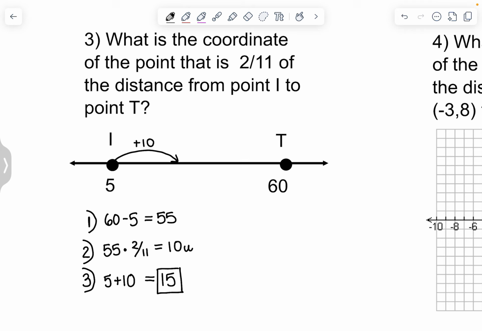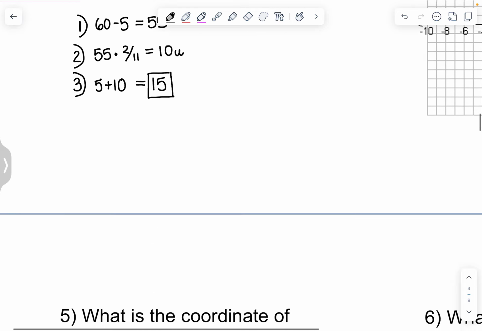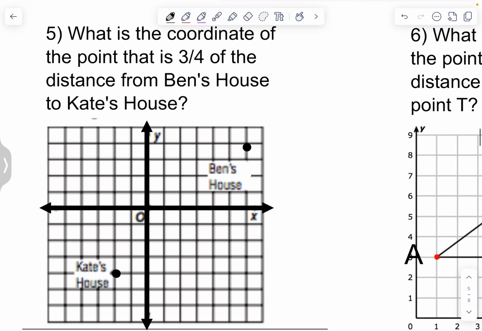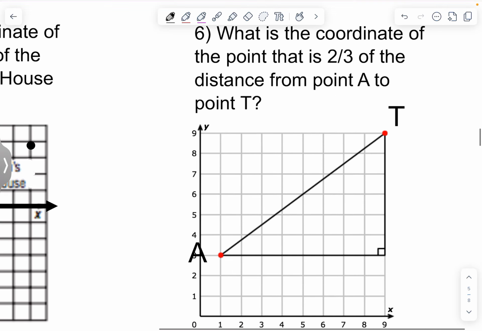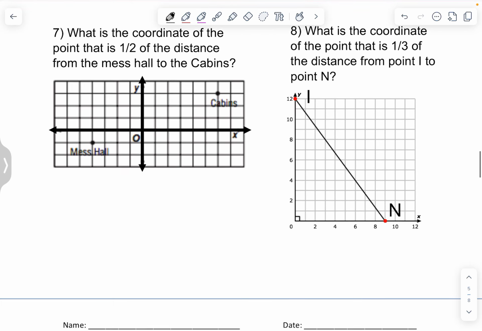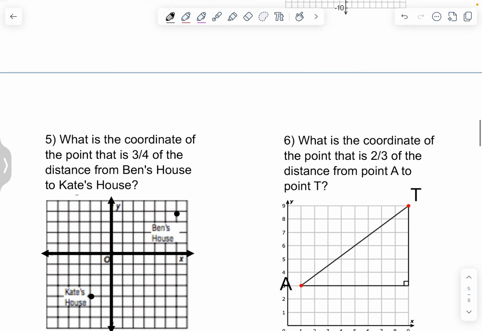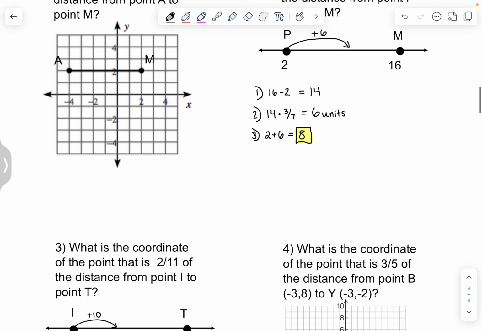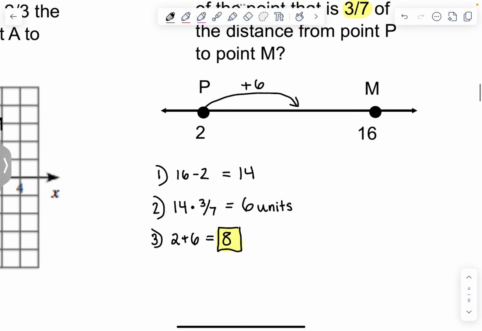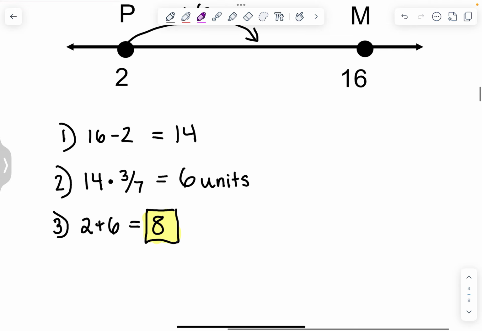All right, flip your paper over. We're not going to do number 5. Oops, 6. It looks like all of these are coordinate plane problems. So they're all a little bit tougher. So let's go back to number 2 and write our steps. Because the steps on a coordinate plane are going to be very similar. A little different, but very similar.